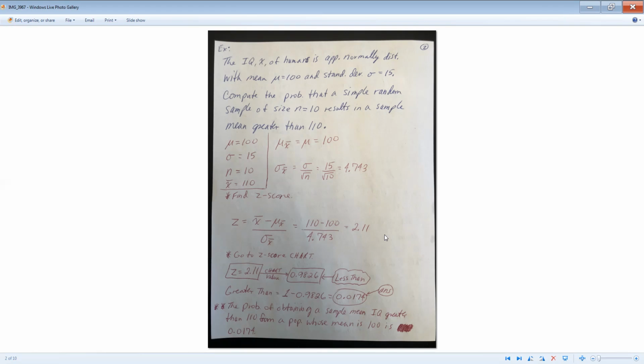Now we can go to the z-score chart. When we go to the chart, our chart value will give us 0.9826. Remember, the chart that we use will always give us less than. We want to know greater than. So if we want to know greater than, we take that less than value and subtract it from 1. That'll give us 0.0174. So the probability of obtaining a sample mean IQ greater than 110 from a population whose mean is 100 is 0.0174.